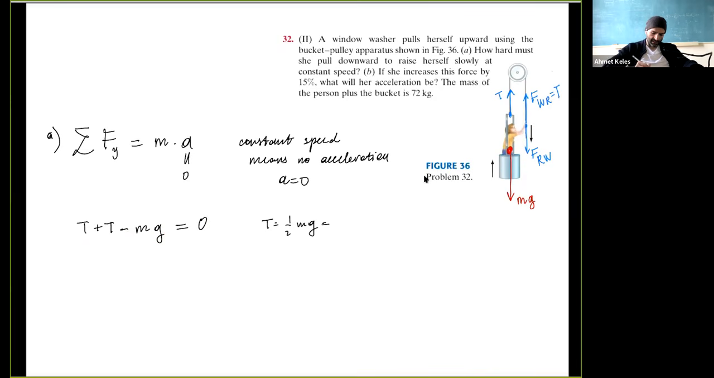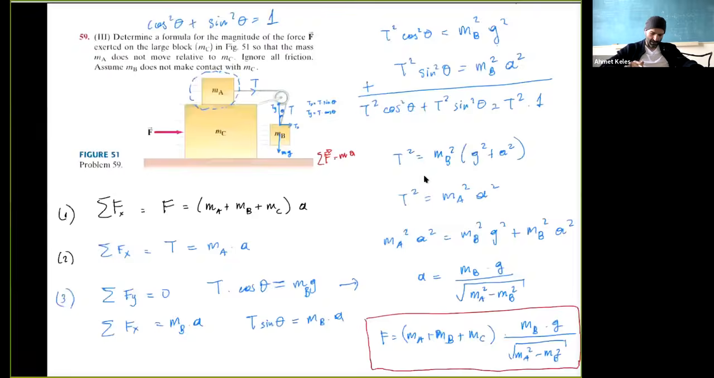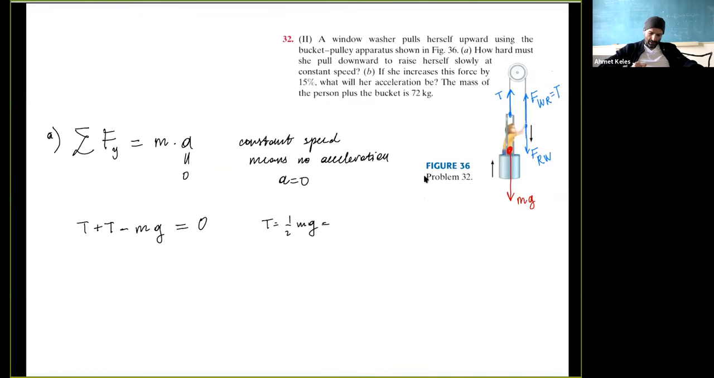If you put the numbers, let's do this. 0.5 times 72 times 9.8 is equal to 352.8. And the unit is, this one is kilogram, this one is meter per second squared. Then this whole thing should equal Newton, right? Then I'll write this.